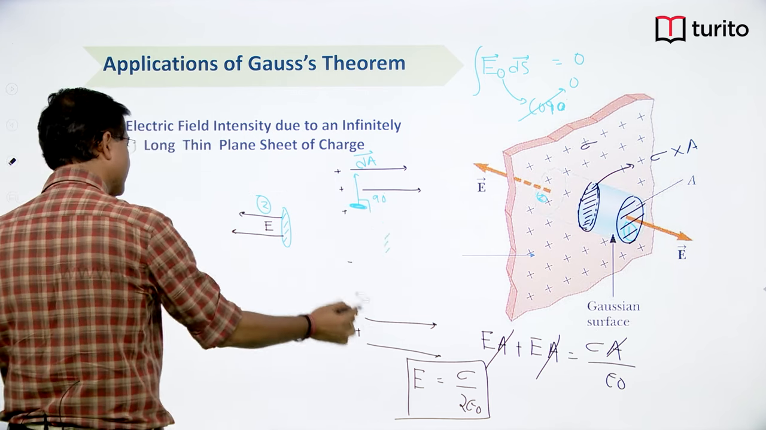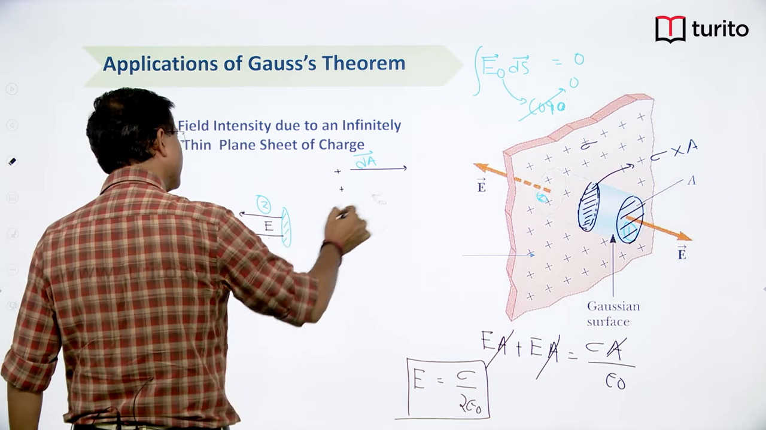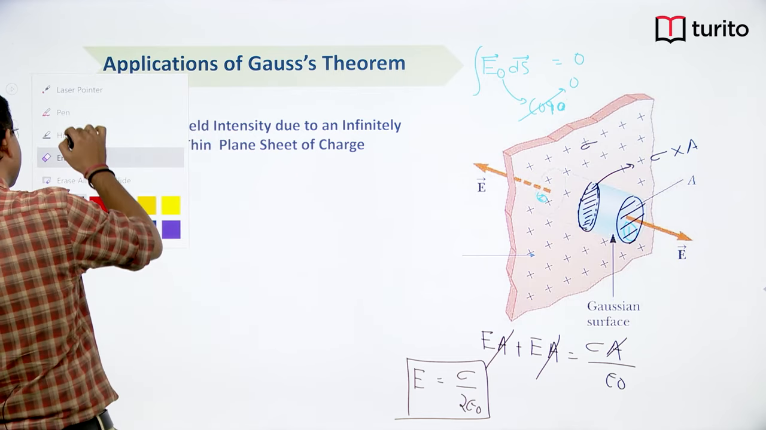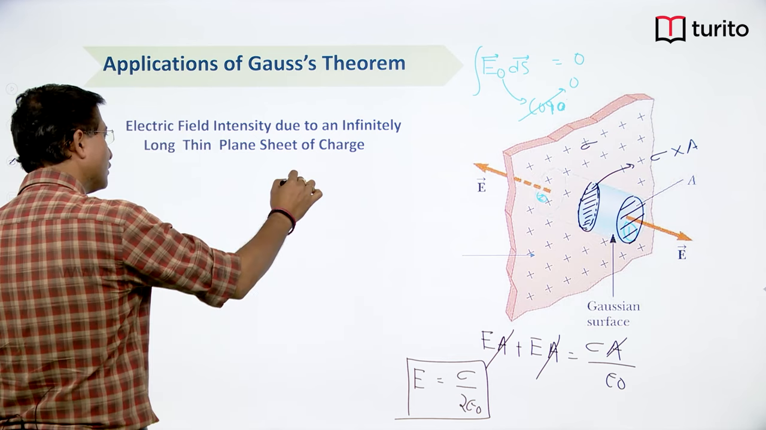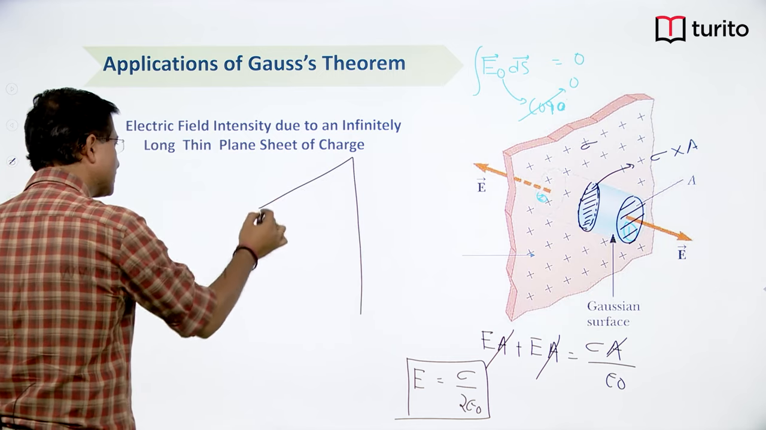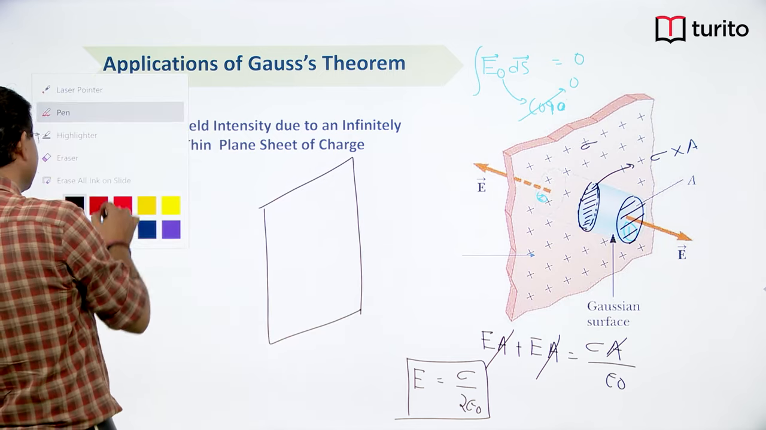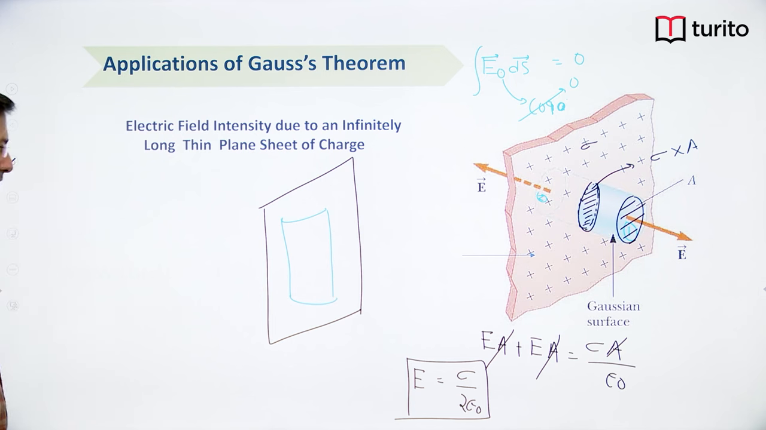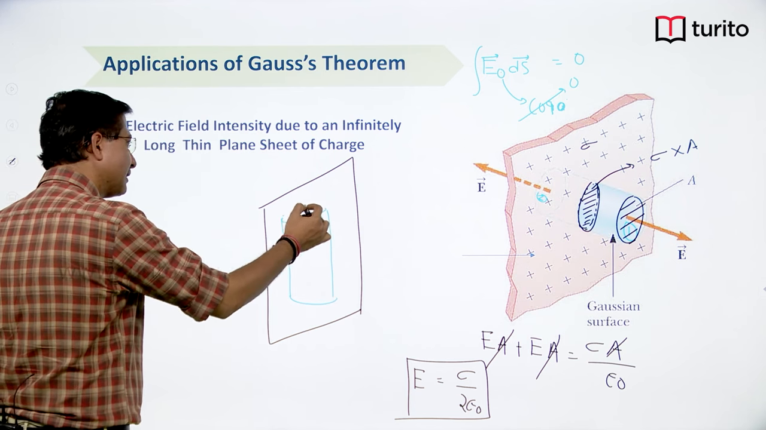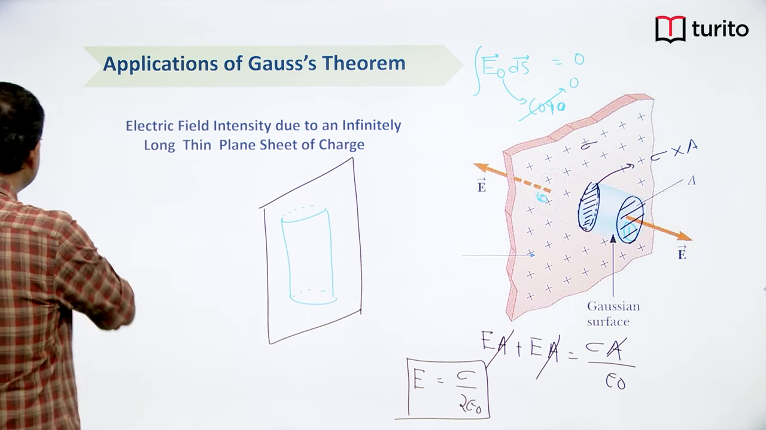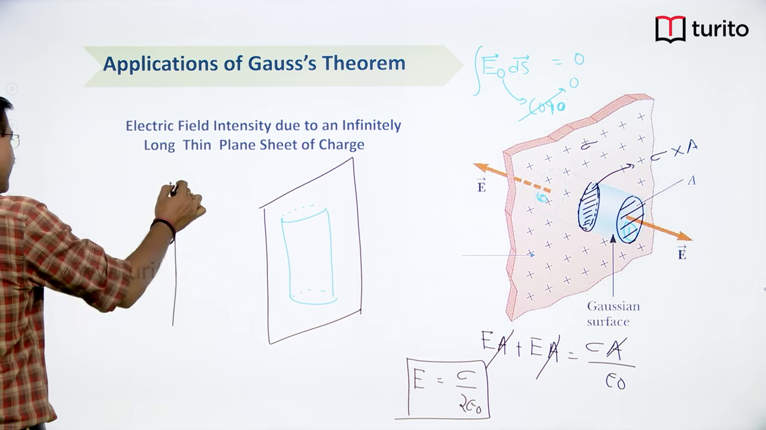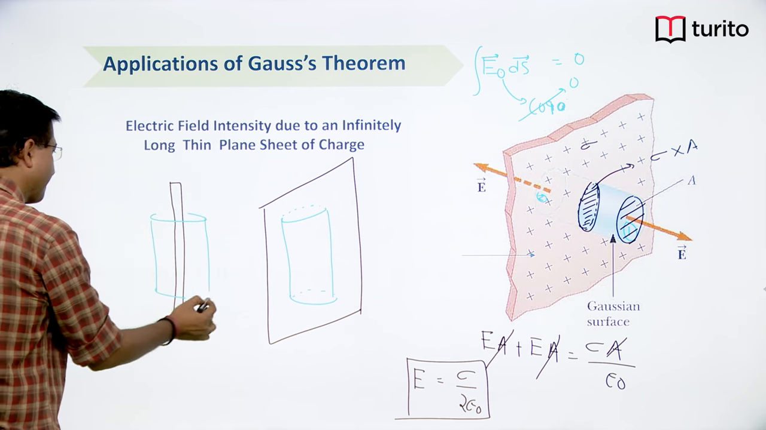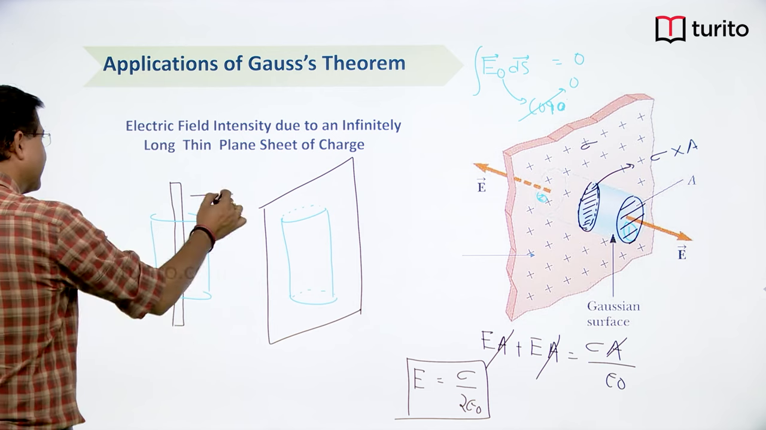So, I will erase all this. So, if this is the sheet and you want the cylinder to be something like this, right? Half this side and half inside, okay. Let us draw one more diagram for better clarity. So, I have taken the cylinder like this, and we know that the field created is exactly this way.